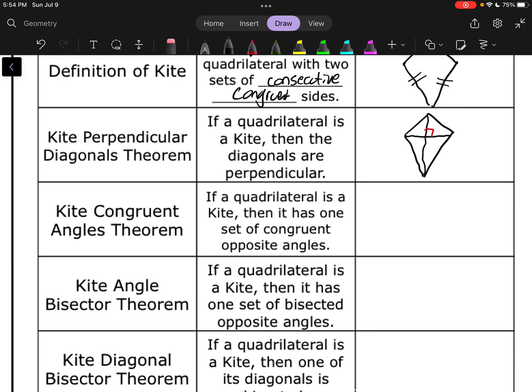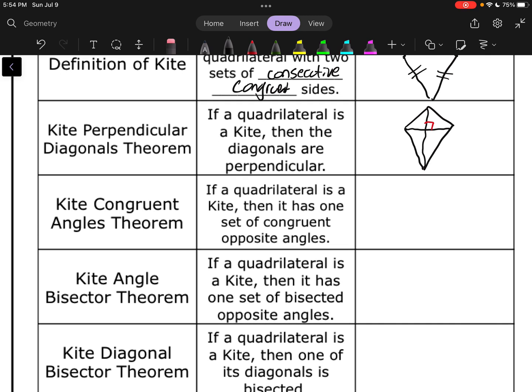Next, if a quadrilateral is a kite, then it has one set of congruent opposite angles. So when you've got your kite, these angles and these angles are congruent, but not the other ones. You've only got one set of opposite congruent angles, and it's the ones that are formed by the different side lengths. So not where the congruent sides meet, but where the different sides meet.